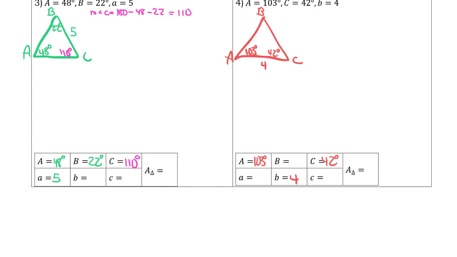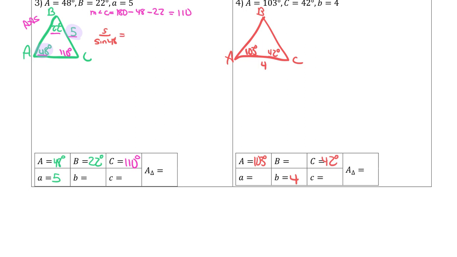I see that I am using angle, side, so I'm using the law of sines. Now I'm going to check what side and angle I have. I have this 5 given to me, and that side is opposite angle A, so that is the ratio I'm going to use to solve these. So 5 over sine 48.